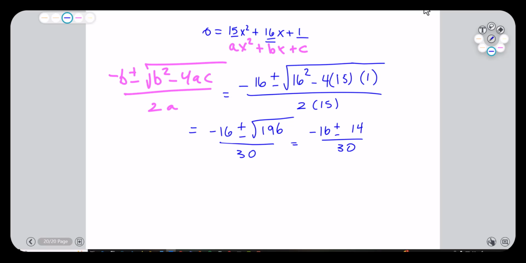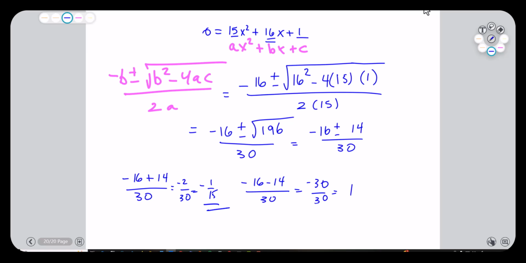And remember, you do this business here. You do negative 16 plus 14 over 30. And then you do negative 16 minus 14 over 30. And of course, I am going to get negative 2 over 30, or negative 1 over 15. And then in this next piece here, I'm going to get what? Negative 30 over 30. And I get these two answers.